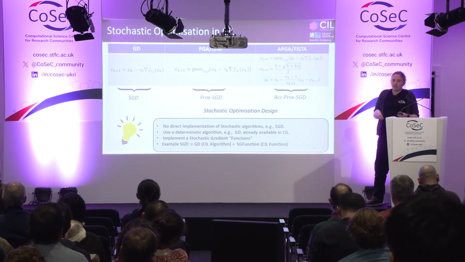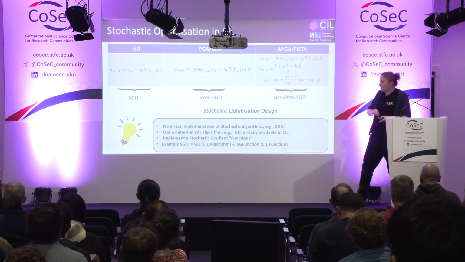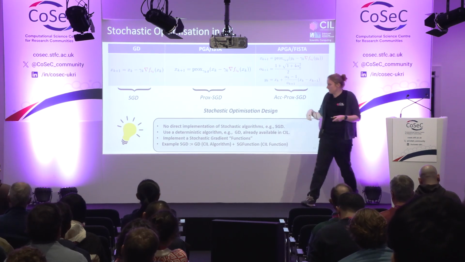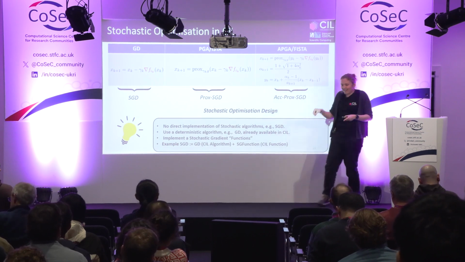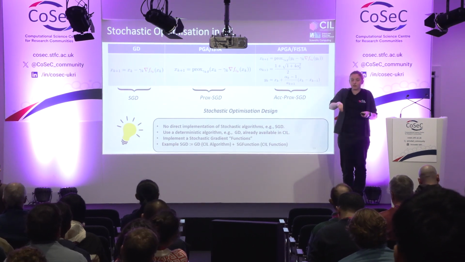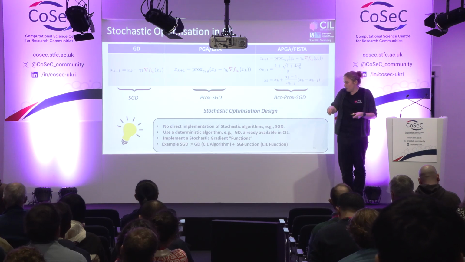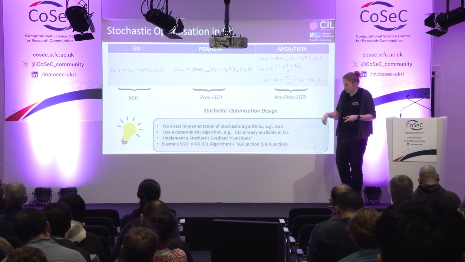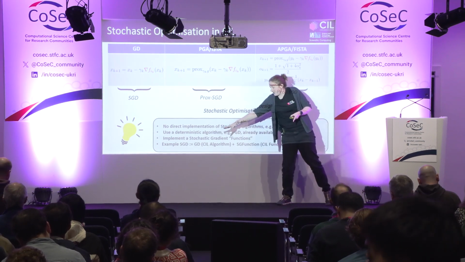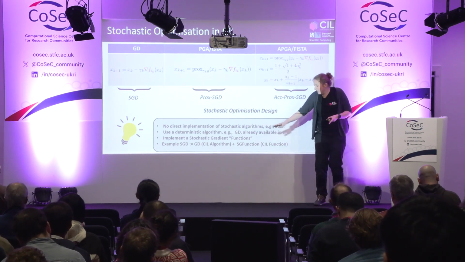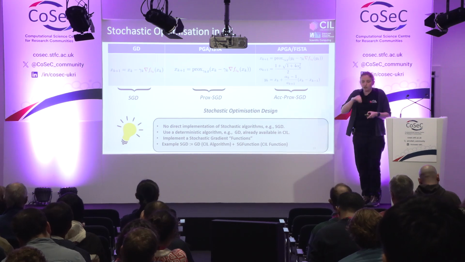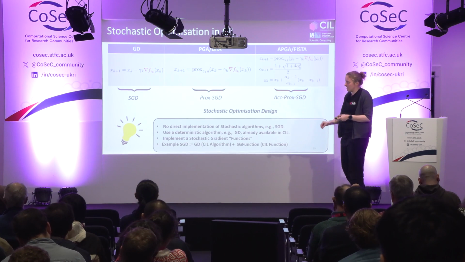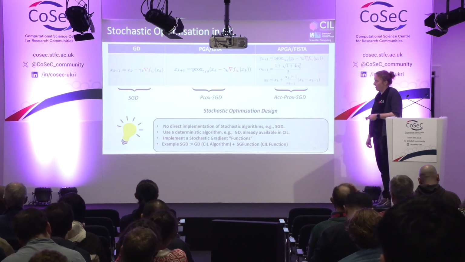And this is the idea of our software implementation, that we don't directly implement our stochastic algorithms. We take our normal deterministic algorithms, we add in some stochasticity in the function that we want to minimize, and that gives us new stochastic algorithms. So SGD, stochastic gradient descent, is normal gradient descent with a stochastic gradient function, which, when you take the gradient, chooses an index and makes a stochastic gradient.